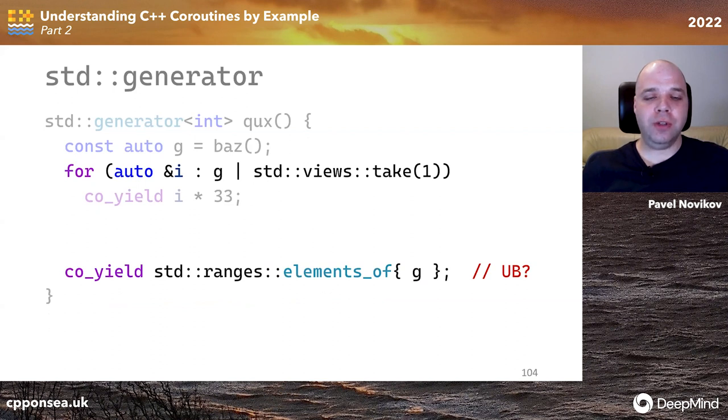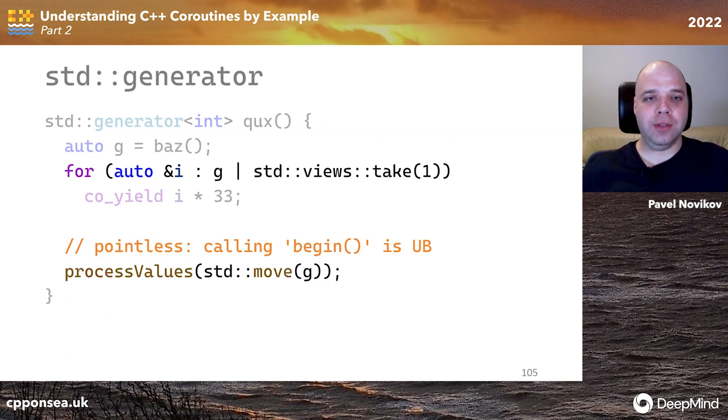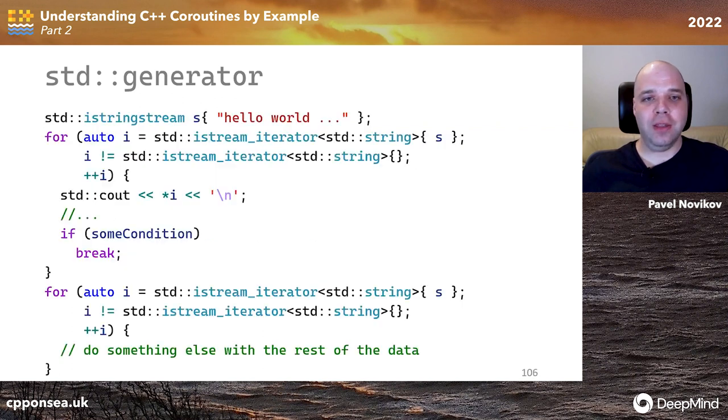You can yield the generator using this disambiguation type, elements of. So you basically are trying to yield the whole rest of the values that are left in the generator, but the standard doesn't say, is this UB after you called begin once? And also after you called begin once, passing the generator object somewhere else is pointless because you can't call begin again. This is the only way to observe the state, and calling begin again is UB, and this is pointless. That's what I want to say.